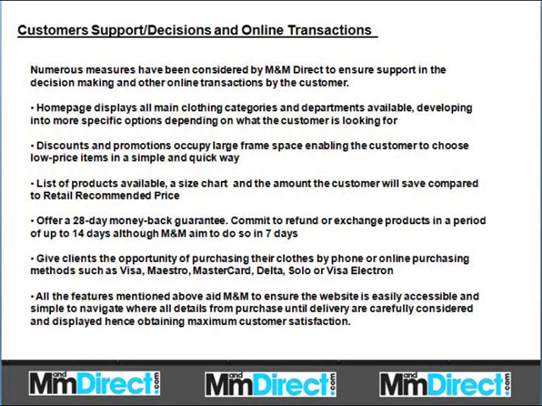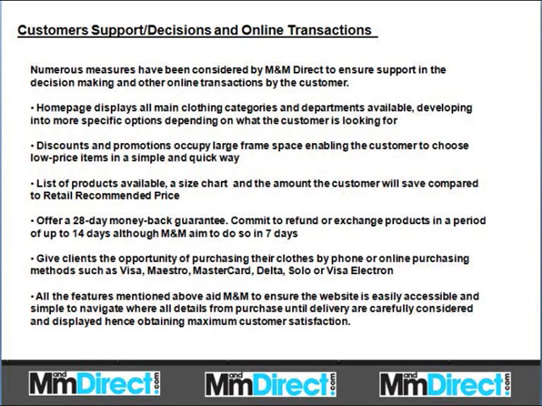Right at the center of the homepage, the company shows their top discounts, enabling the customer to choose low-priced items quickly if they have a low budget. If the customer enters any of the categories, they will be given the list of items available and the amount they will save compared to the retail recommended price. The website also enables the customer to view the measurements for each size, in case he's unsure.